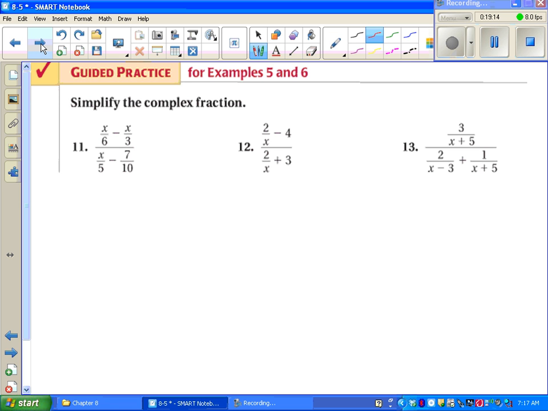At this point, go ahead and try these three. For all three of them, you need to first identify your LCM and then multiply that through the entire top and the entire bottom. These are the hardest problems of the lesson. They will be on your quiz and test.